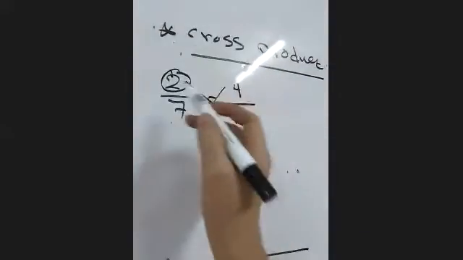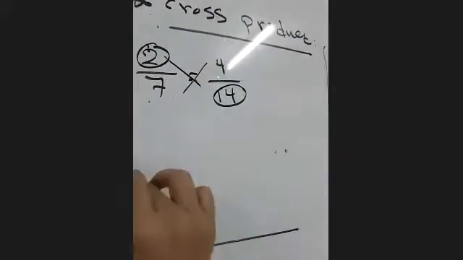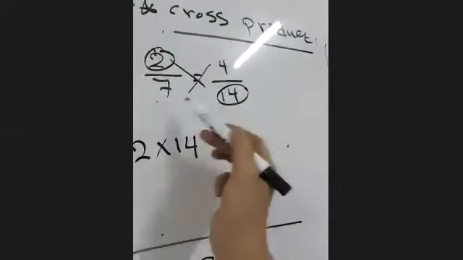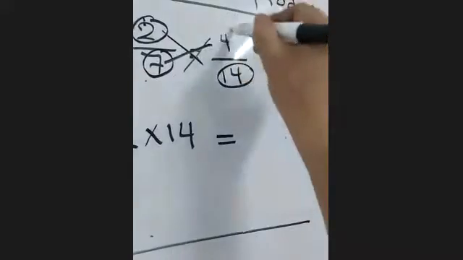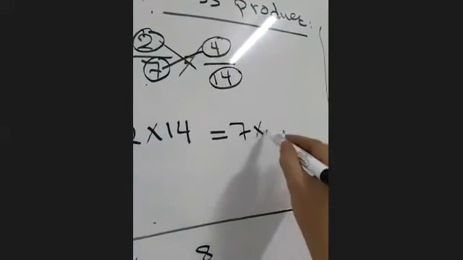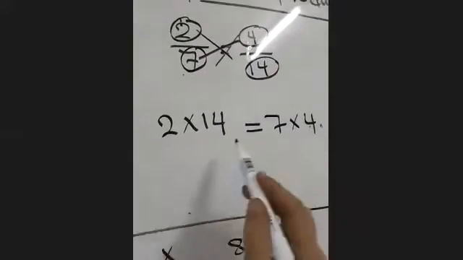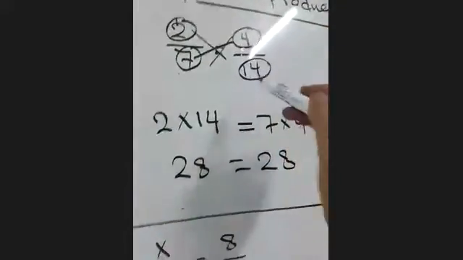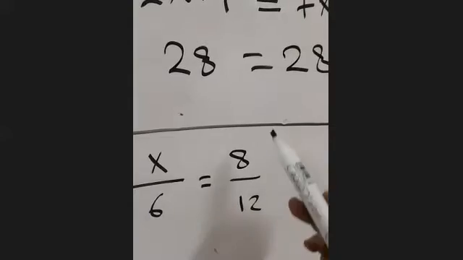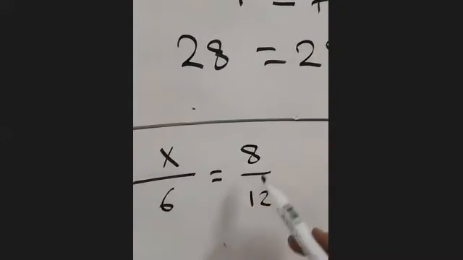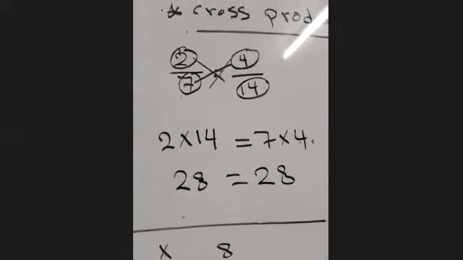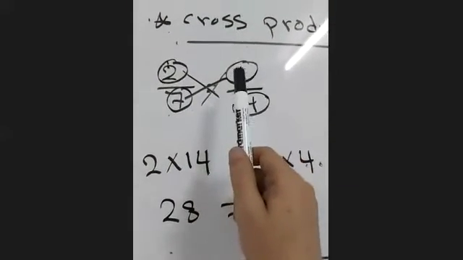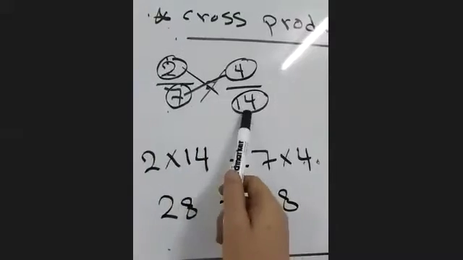So cross product, guys, means we can make a cross product like this. 2 multiplied by 14 should be equal, if we have an equal sign between the two fractions, to 7 multiplied by 4. Now, if you multiply, 2 by 14 is 28, and 7 by 4 is 28. So if we have an equal sign between two fractions, we can make a cross product. It's easy. If we have two fractions equal to each other, we multiply 2 by 14, and 7 by 4.